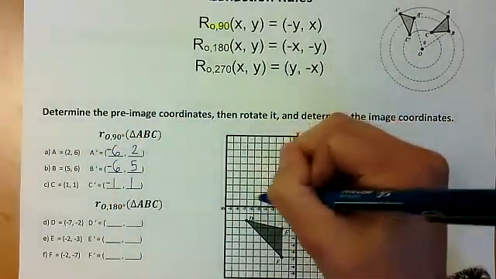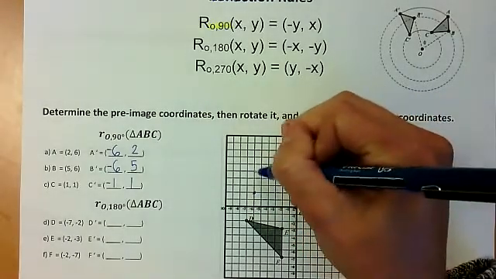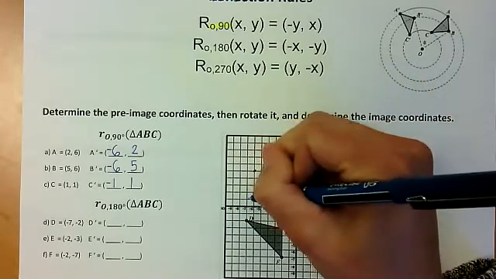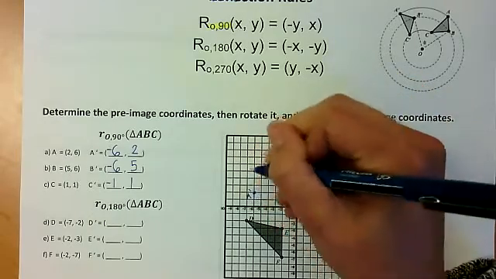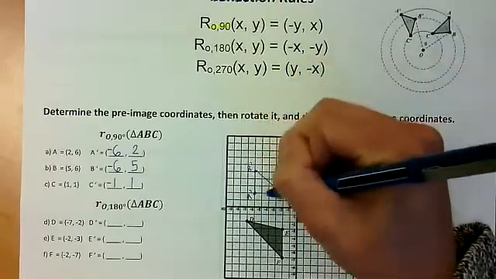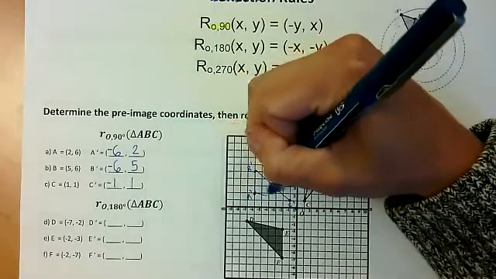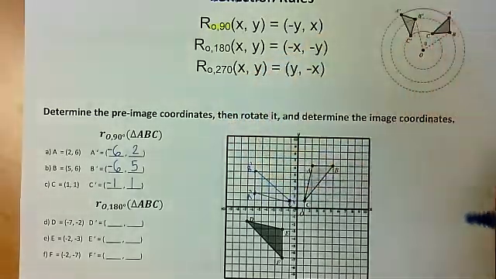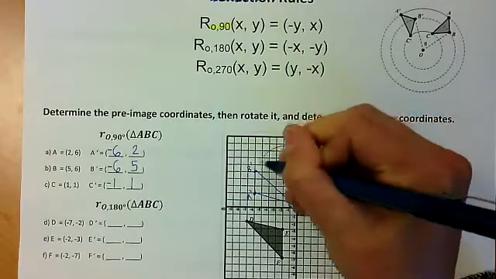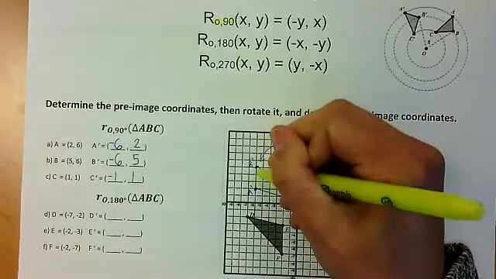And so when I go and I plot these, so -6, 2, -6, 5, and -1, 1. So that was A prime, B prime, C prime. Here is my rotation of 90 degrees. It should look like a rotation of 90 degrees. Right there. So this pre-image went to that image. Color that in so you can see it a little bit better.